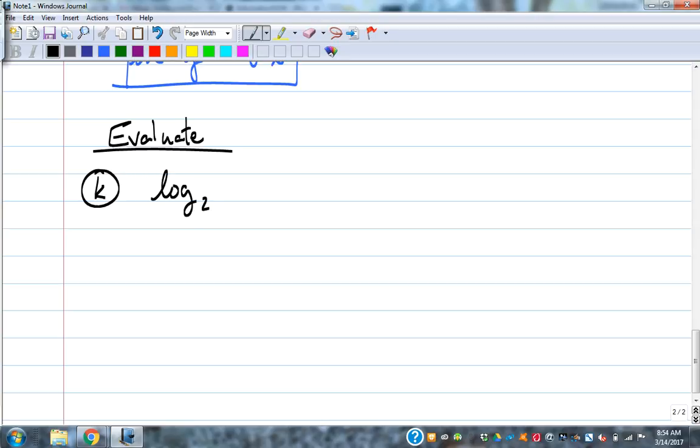Log base 2 of 16 is equal to x. Now, yes, you can type in log base 2 of 16 in your calculator and it'll work it out. I'm not going to show you how to do that yet, or you may already know how. If you had Algebra 2, you should have. But what I want you to think about is how can I evaluate this without that?